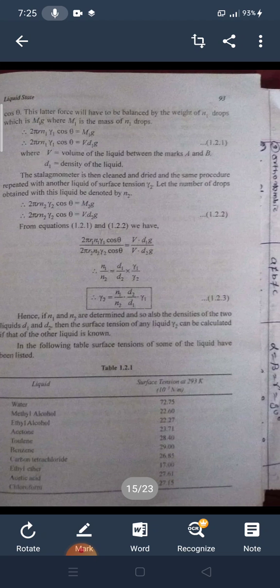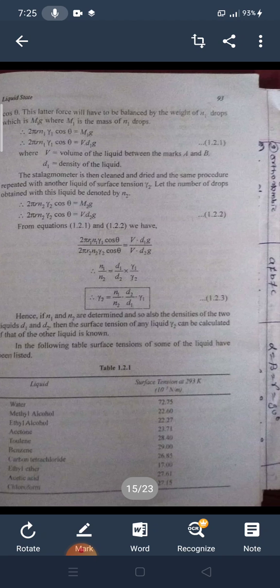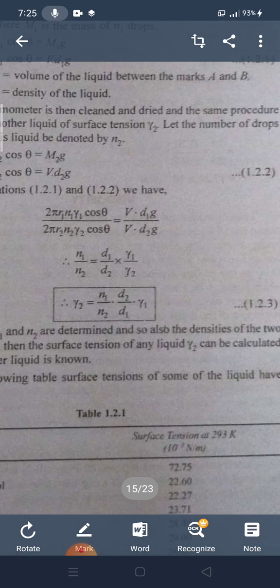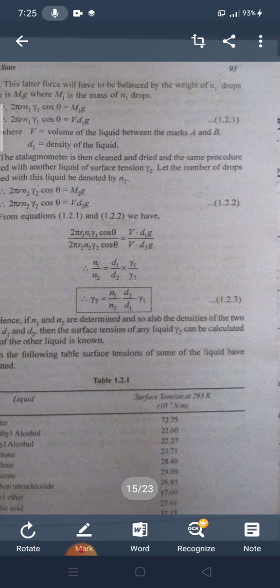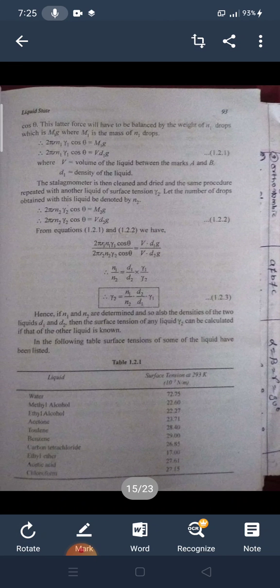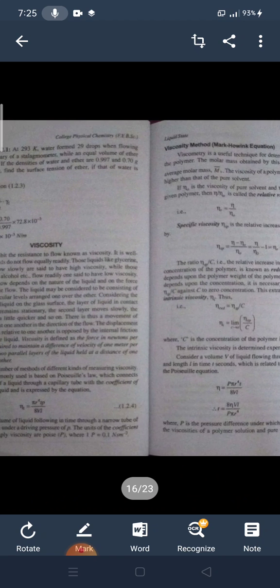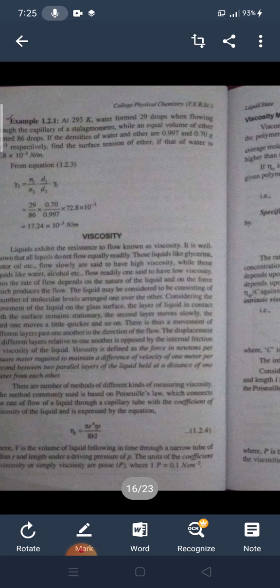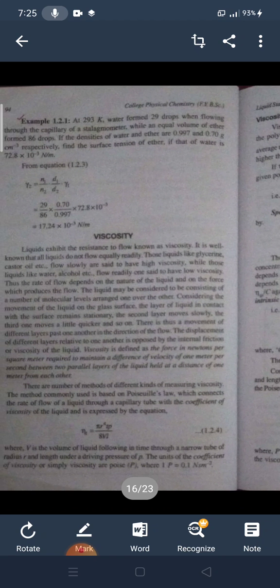Here the surface tension for a few examples is given: water 72.75 Newton per meter. Okay, these are the examples; various examples are there. Here a numerical is solved based on this particular part.